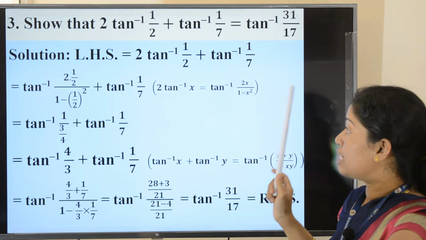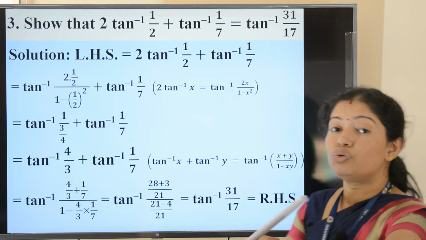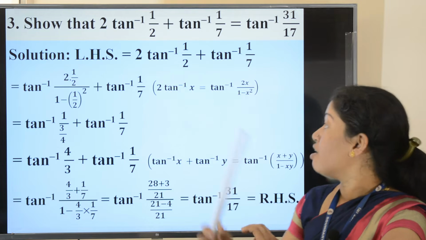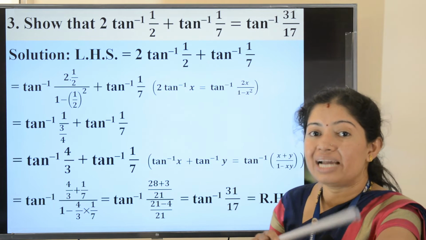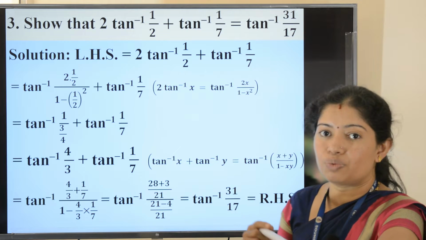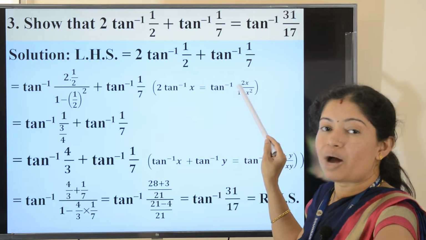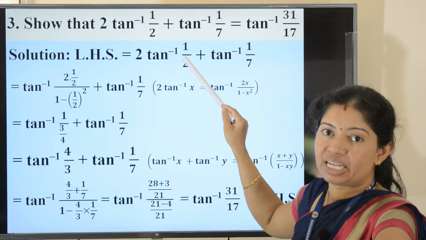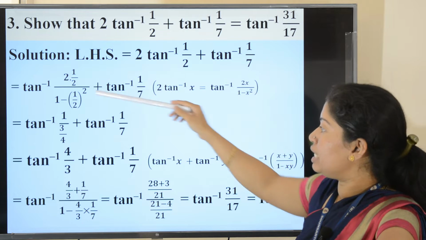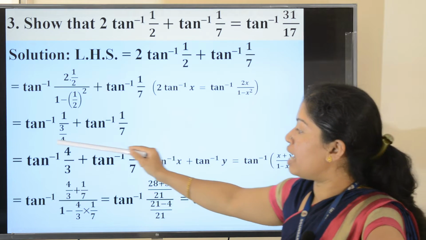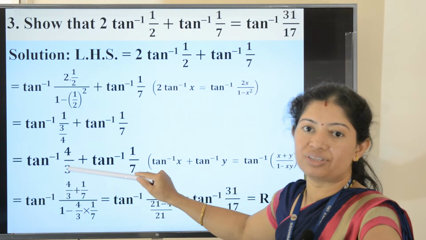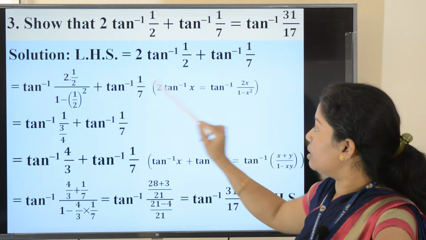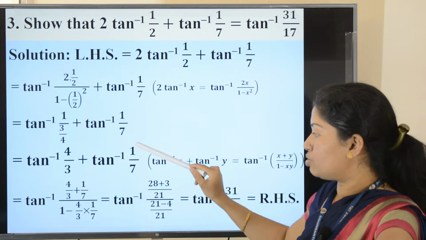So this problem is an important one. Here we have used two properties of inverse trigonometric functions. Which are those two properties? Here in the first step we applied the property 2 tan inverse of x is equal to tan inverse of 2x divided by 1 minus x square, only for the first term of the left hand side. By using this property, we simplified this one and we got tan inverse of 4 by 3 after the application of this property. Then this one will remain as it is in each step, tan inverse of 1 by 7.